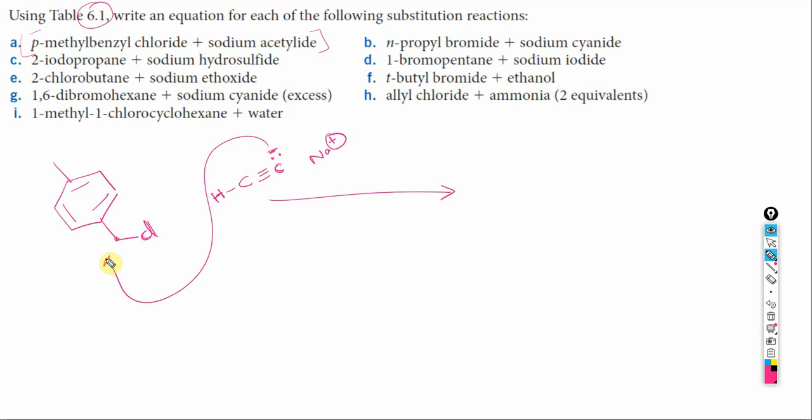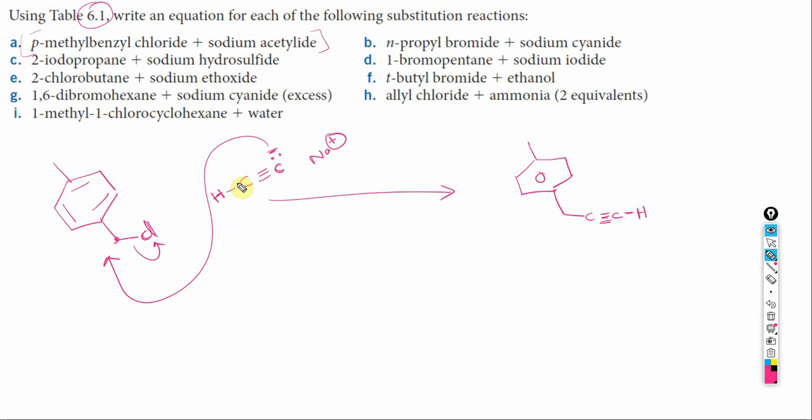So the electrons are going to be donated to the carbon here from the acetylide, and the chlorine is going to leave, and therefore the product is going to be the benzyl group with now the alkyne unit attached to it, acetylene unit attached to it. So that is the product of this reaction.